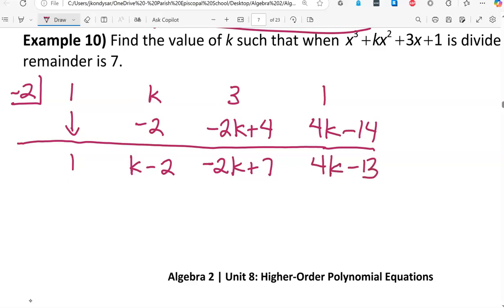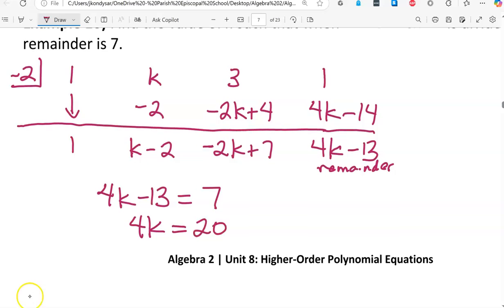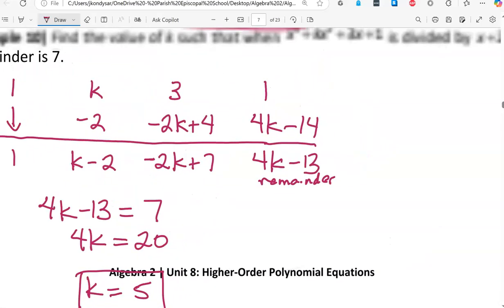Remember that this result right here is the remainder, and we were told that we want the remainder to be equal to 7, so I'm going to take that remainder here and set it equal to 7 and then solve for k, and that will give us 4 times k is equal to 20, and k is equal to 5 is the answer to the question.